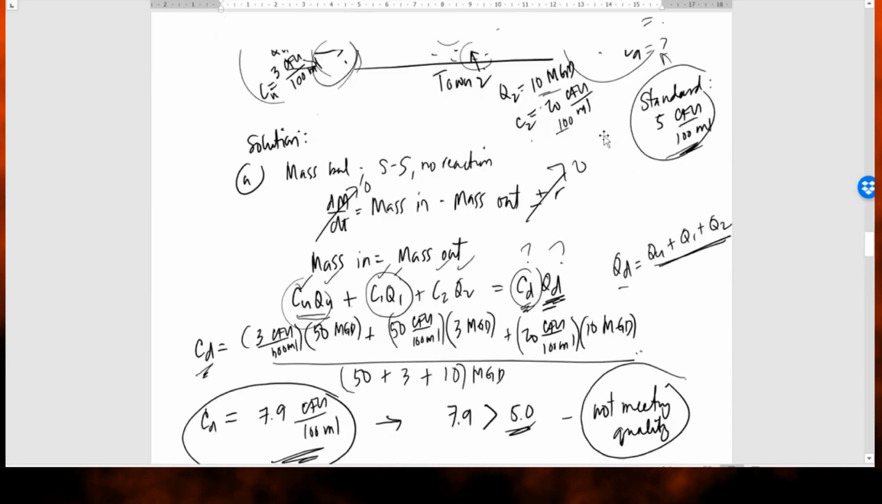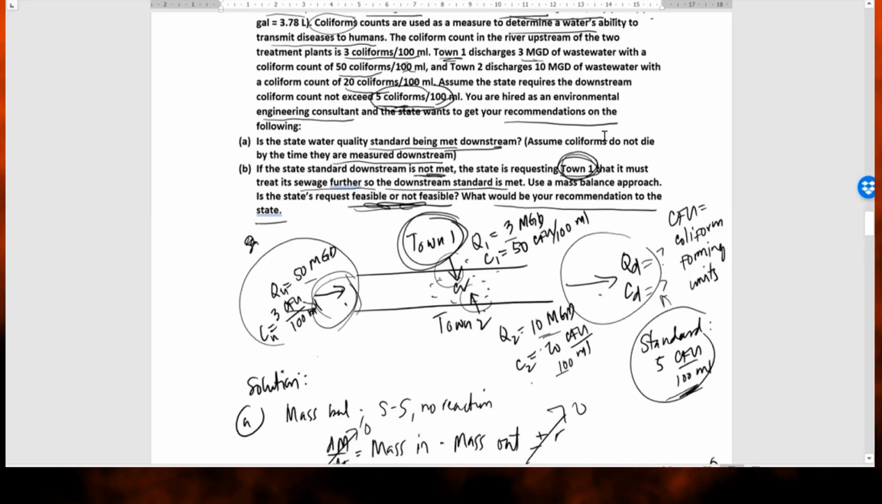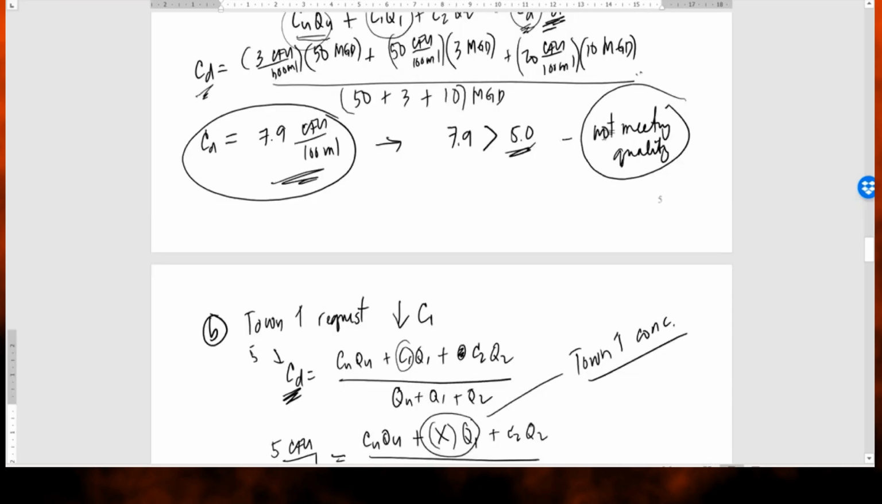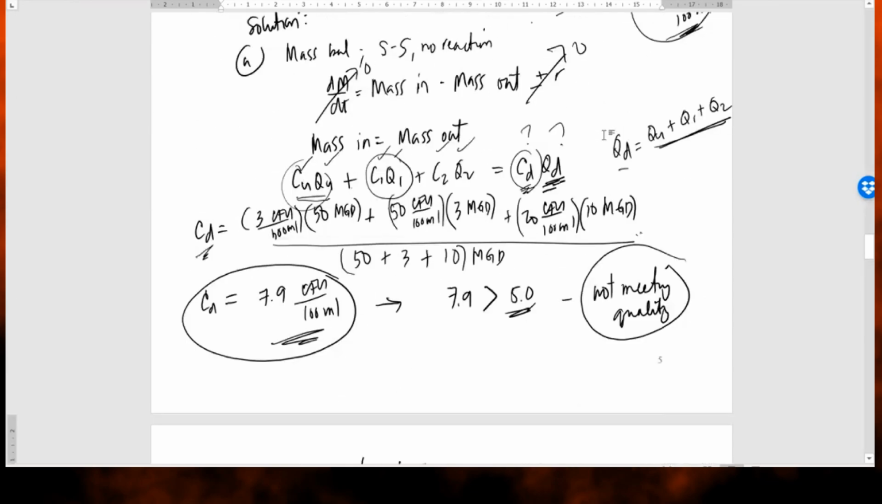So maybe your recommendation, you have to check again and get the value. If you want to meet the standard, maybe not only town 1 should reduce, but also town 2. Otherwise, if only town 1 is asked to reduce, it's impossible. So you can have another round of calculation. If you reduce both town 1 and town 2, you should be able to meet the standard required for that specific discharge. All right, so that's the meaning, and that's the solution for this specific problem.